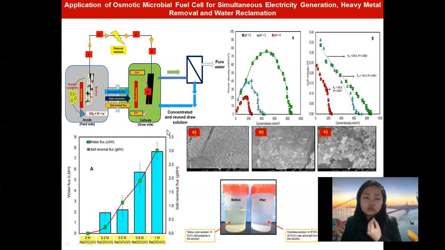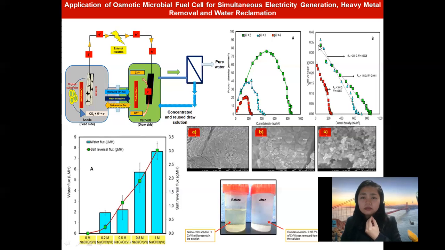And in order to evaluate the performance of the system, we have the water flux. As I mentioned above, the water flux will differ according to the different concentrations of sodium chloride we use. As we can see here, the higher concentration of sodium chloride produces the highest water flux, around 8 liters per meter square per hour.